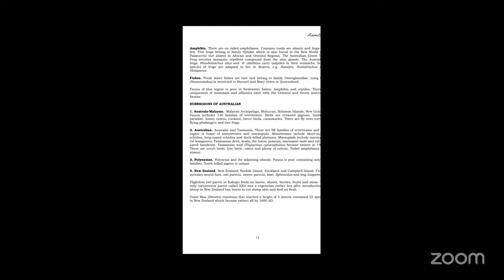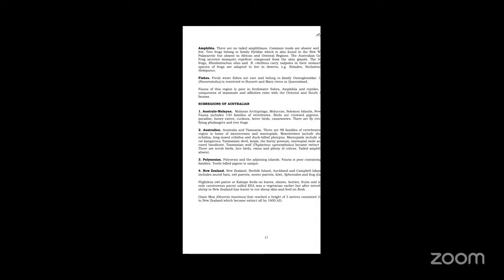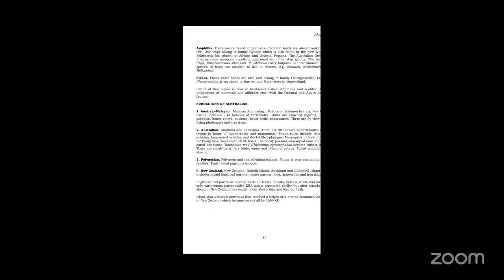Now next is your fishes. It includes freshwater fishes, but they are very, very rare in nature. And the lungfish is restricted to Burnett and Mary rivers in Queensland. The fauna of this region is very, very poor in freshwater fishes, amphibians as well as the reptiles. So there is no uniqueness with reference to mammals, and the affinities exist only with that of Oriental as well as the South American faunas.